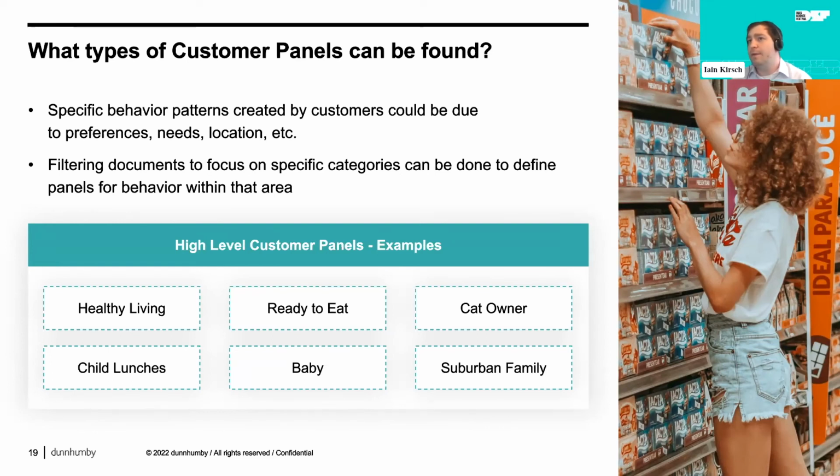And then at a lower level, I talked about this a bit on the previous slide, but you can filter down to specific categories and you can find similar types of behavior patterns at a category or department level that can help inform insights within that area.